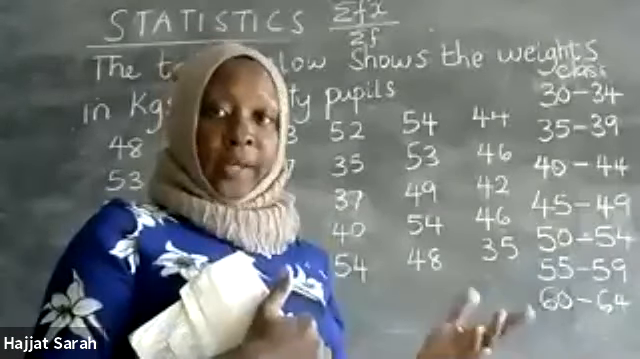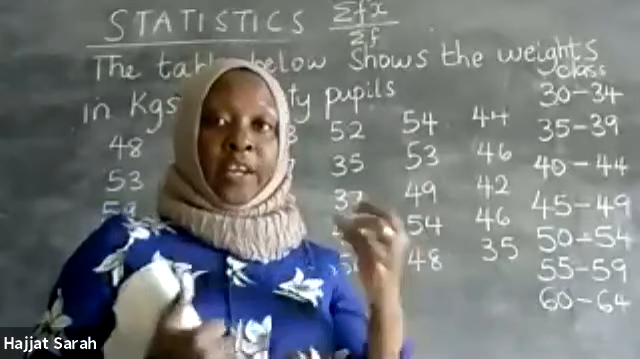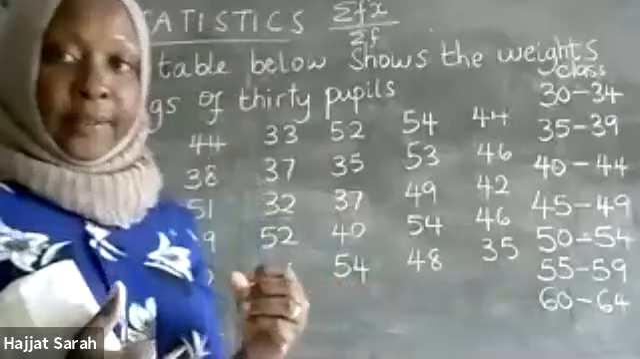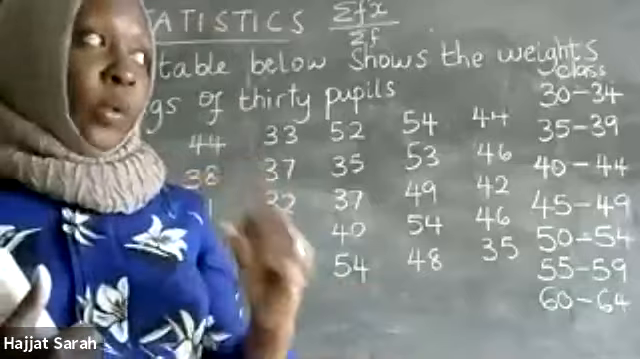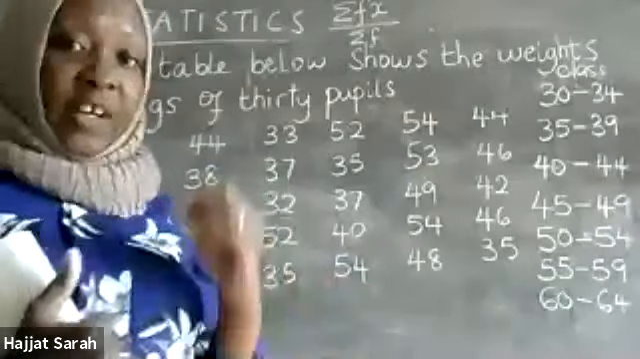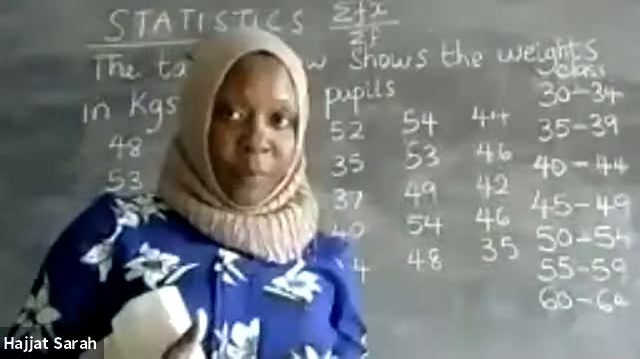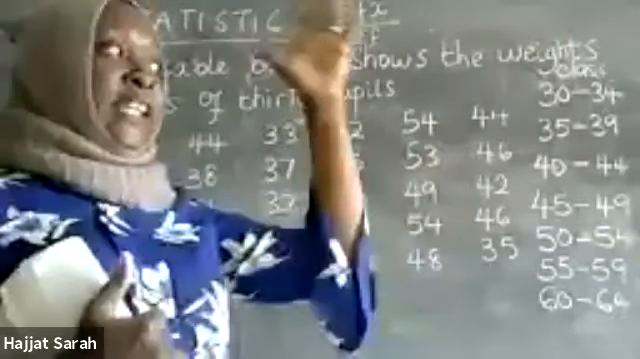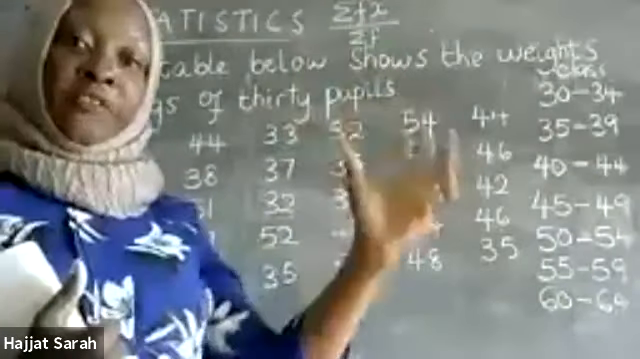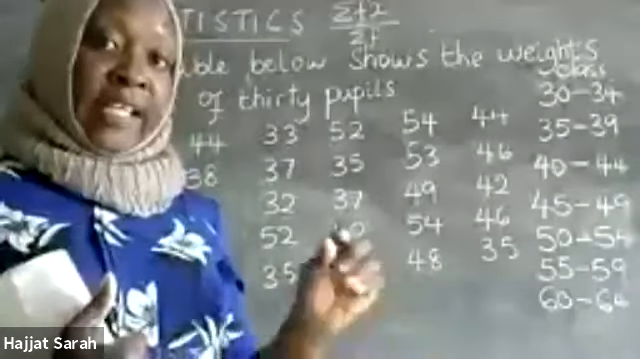Are we okay? So we are drawing our table. Remember, the first example we had our value of x in the table, then we had the frequency, and then we got fx. Do you remember that?